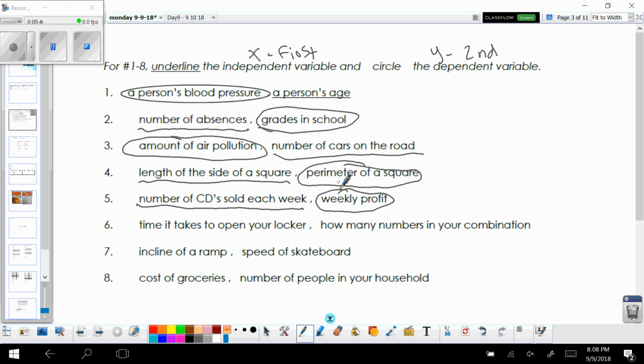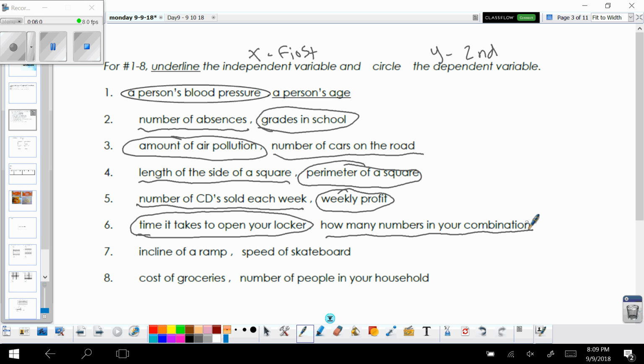Okay, time it takes to open your locker and how many numbers are in your combination. So does the time it takes depend on how many numbers? Does how many numbers depend on the time it takes? So the time it takes to open your locker depends on how many numbers you have in it. So this is our dependent and this is our independent.